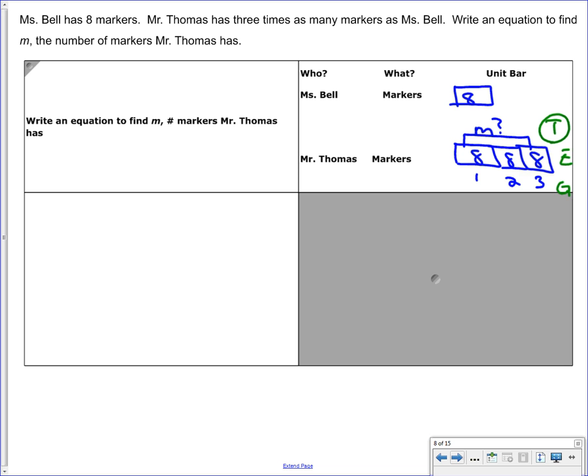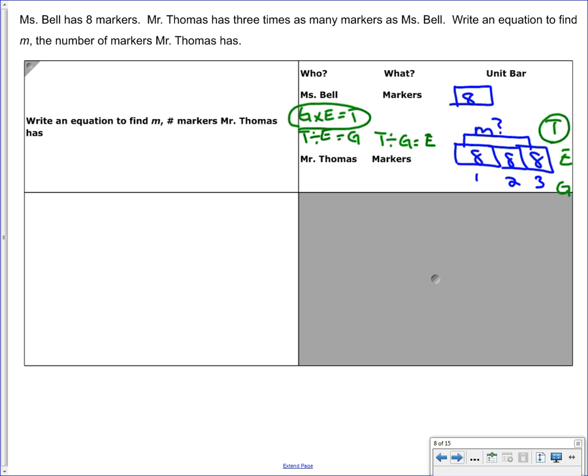I'm going to use this space right here to write it. Groups times each equals total. Total divided by each equals groups, and total divided by groups equals each. And so we're going to use this one right here, because that's what we're looking for, is our total.